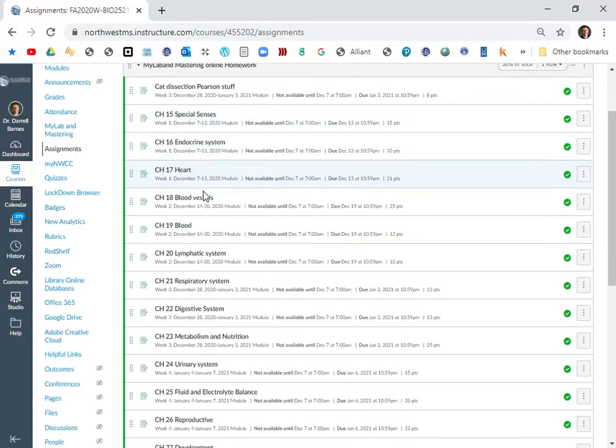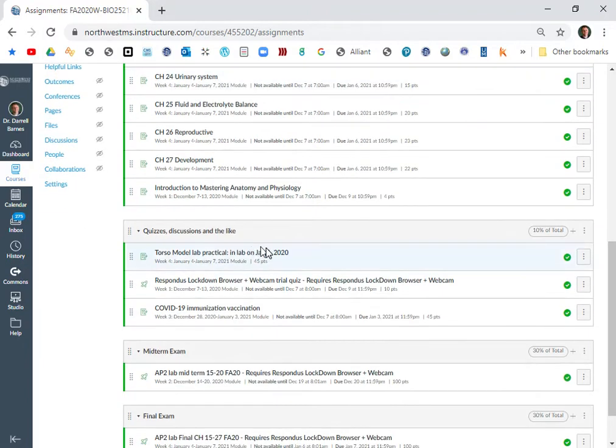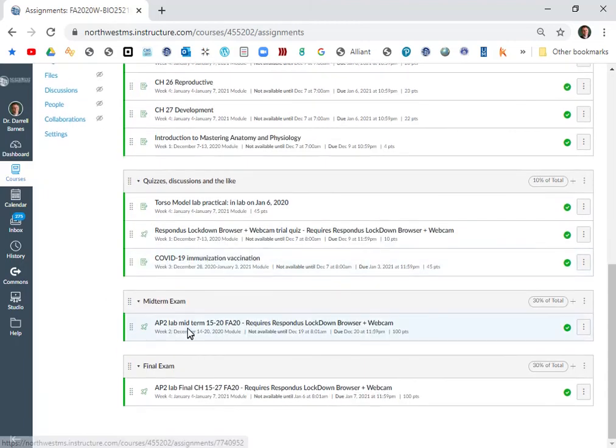Well, it is numerically ordered. That helps. Yes, everything looks good there. I have another section, quizzes, discussions, and the like. That's 10%. That's a torso model lab practical, a quiz getting ready for Respondus LockDown, and a writing assignment. That's 10%. Yes, midterm is 30%. Final is 30%. That looks good.